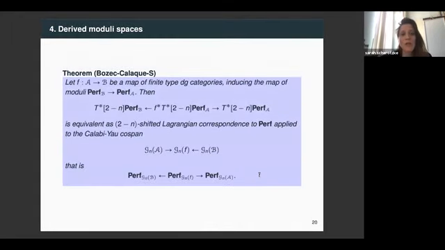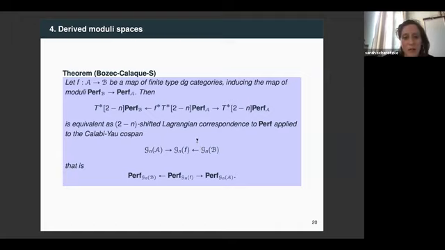The same is now true if you have a map of DG categories. Then perf is contravariant. You get a map between the stacks perf B and perf A. We've seen that out of such a map, any map of stacks from X to Y, you can produce a shifted Lagrangian correspondence. So this is what it looks like. And this shifted Lagrangian correspondence is actually exactly the same as if you apply perf to our n-Calabi-Yau cospan condition. So this is what this says here.